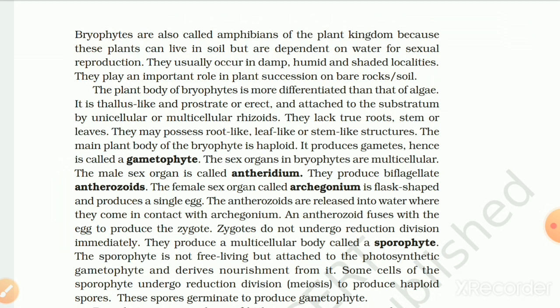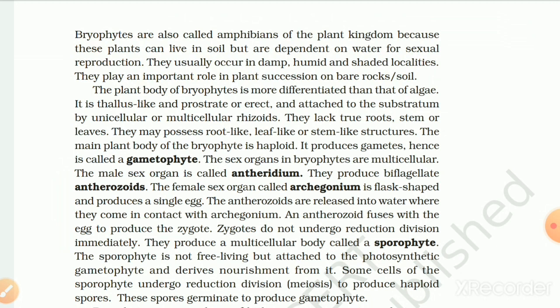The plant body of bryophytes is more differentiated than that of algae. They are thallus-like and prostrate or erect and attached to the substratum by unicellular or multicellular rhizoids. They lack true roots, stem and leaves. They may possess root-like, leaf-like, stem-like structures. The main plant body of a bryophyte is haploid. It produces gametes, hence is called the gametophyte.